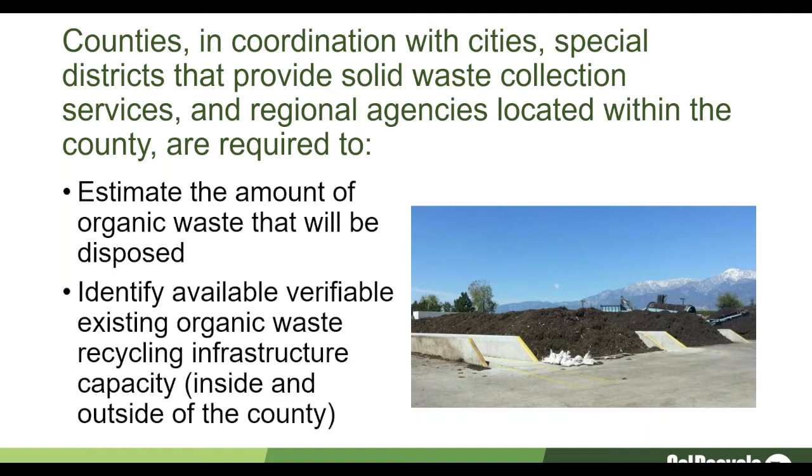Each jurisdiction must estimate the amount of all organic waste in tons that will be disposed by each of the jurisdictions within the county. Each jurisdiction must identify the amount in tons of existing organic waste recycling infrastructure capacity located in the county and outside of the county that is verifiably available to each of the jurisdictions located in the county. Each jurisdiction can demonstrate the capacity is verifiably available through a contract, franchise, or other documentation of existing, new, or expanded capacity at a facility, activity, operation, or property that recovers organic waste that will be available to the county or its jurisdiction prior to the end of the reporting period.